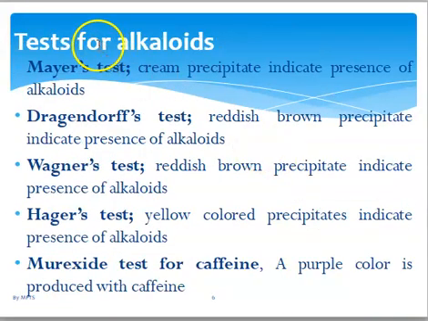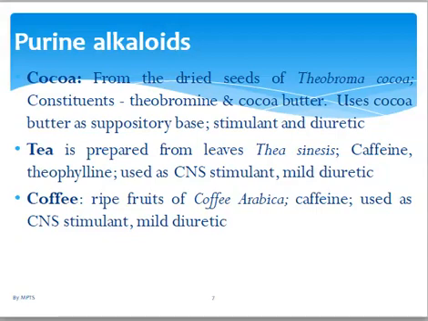Tests for alkaloids. We have Mayer's test. You should know the components of this Mayer's reagent. A cream precipitate is formed. With Dragendorff's, we get a reddish brown precipitate. With Wagner's, we get reddish brown also. With Hager's, you get a yellow color. The murexide test for caffeine, a purple color is observed. Of course, there is a procedure.